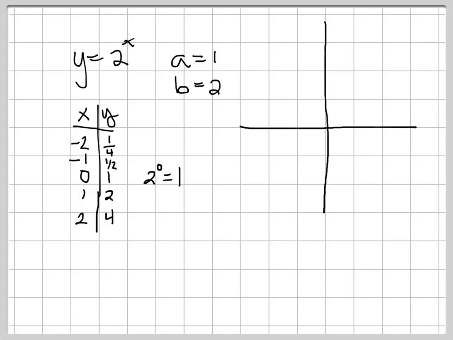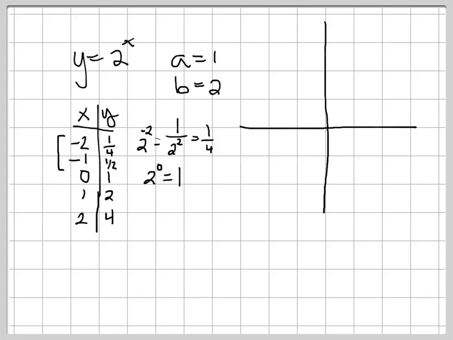If you remember negative exponents, remember these x's are going to end up being exponents. So when you have 2 to the negative 2, we have to get rid of the negative. So that's going to be 1 over 2 squared, which ends up 1/4. So that's how we get the fractions, and of course 2 to the negative 1 is just 1/2.